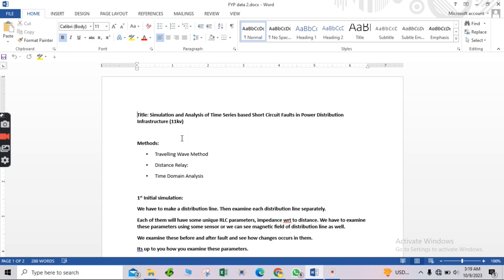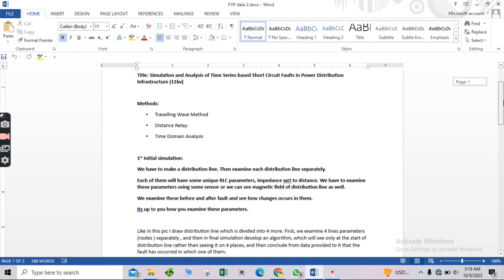I am just telling you what the main problem is that we have to solve here. These are the methods: traveling wave method, distance relay, and time domain analysis. We have to use these techniques. For example, there is an 11 kilovolt distribution power line, so we have to simulate it in MATLAB and find out the short circuit.